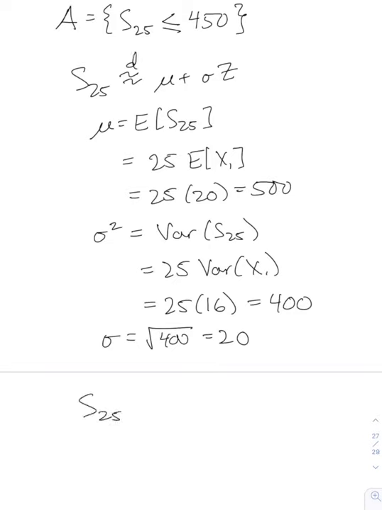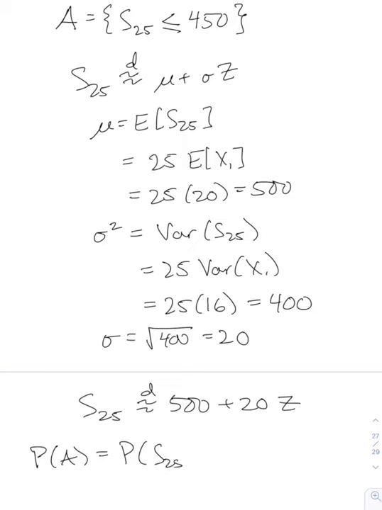So S25 has approximately the same distribution as 500 plus 20 times a standard normal. All right, so the probability of A is the probability that S25 is less than or equal to 450. And we need a continuity correction. Depends if S25 is discrete or if it's continuous. Well, S25 is either discrete or continuous, the same quality as the x's.